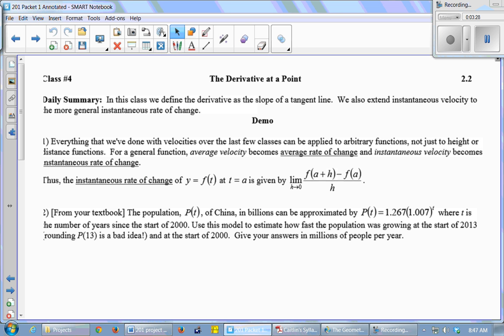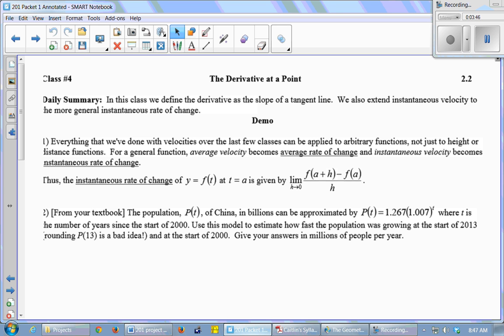Okay, so today we're going to talk about the derivative at a point. This is section 2.2 in your text. We're going to define the derivative as the slope of a tangent line and also extend our instantaneous velocity to a more general instantaneous rate of change.